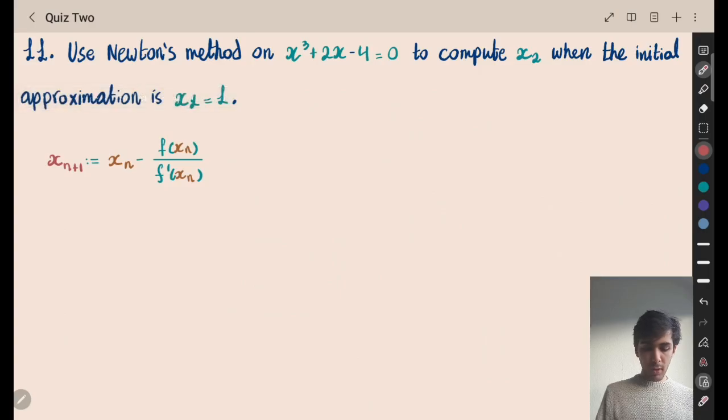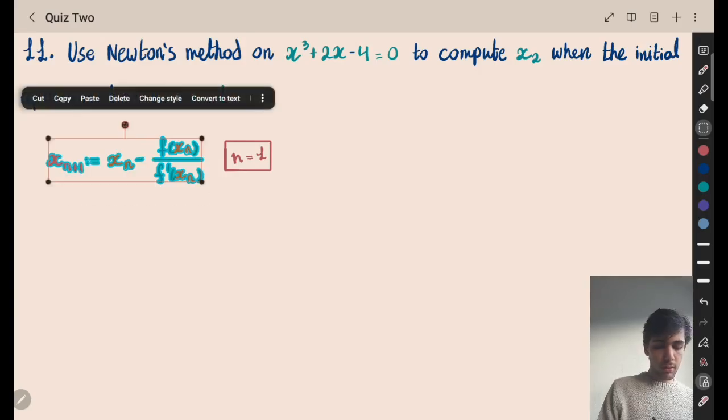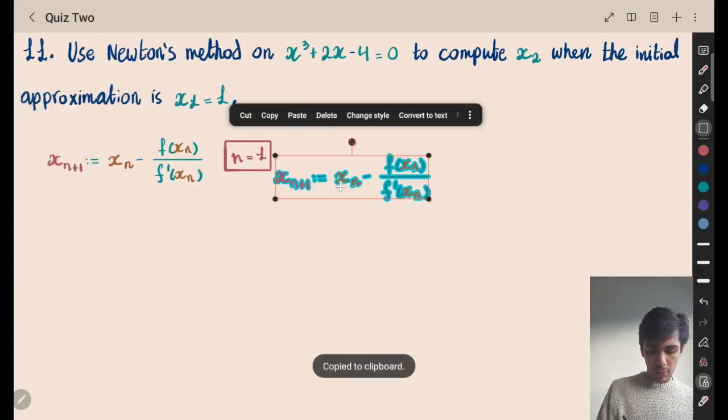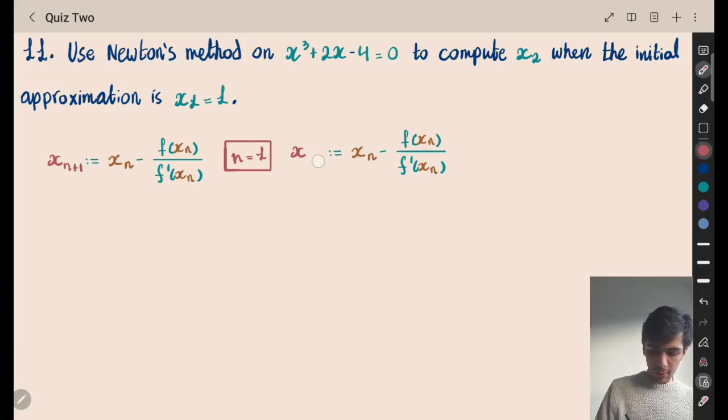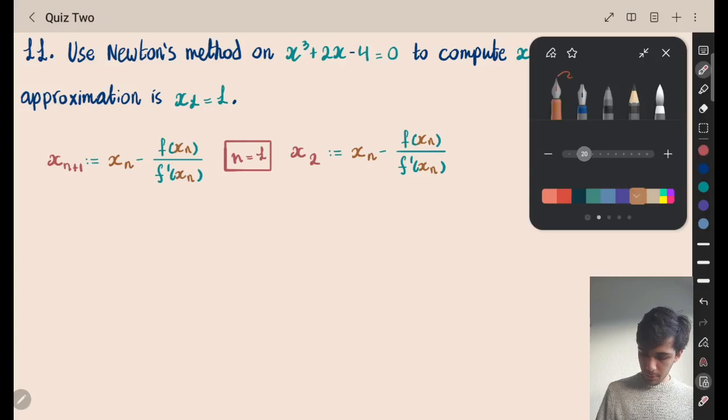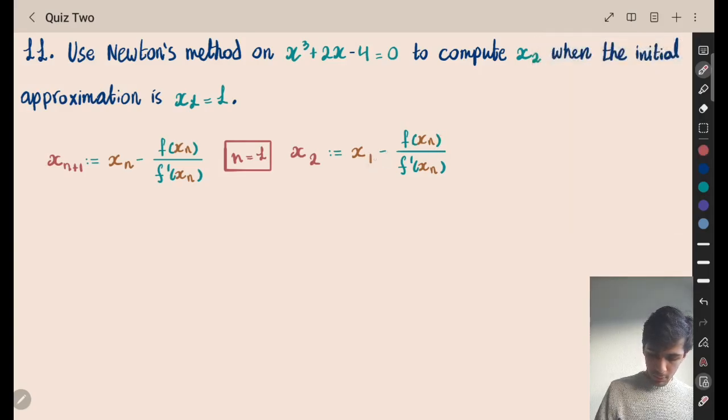Nevertheless, we have the value for x1, and we're looking for the value of x2. I don't think it gets simpler than that. Plug in n is equal to 1, then here's what we get. So x2 is then equal to x1 minus f of x1 divided by f prime of x1.